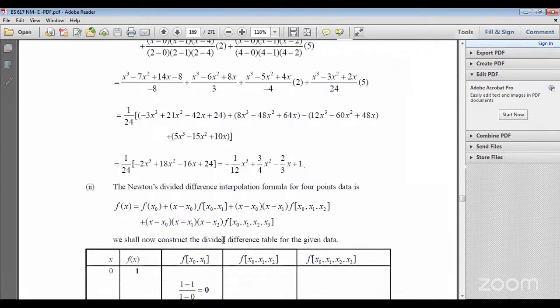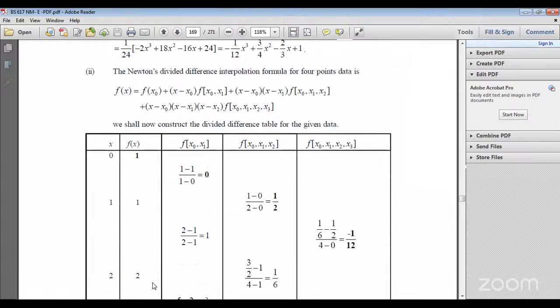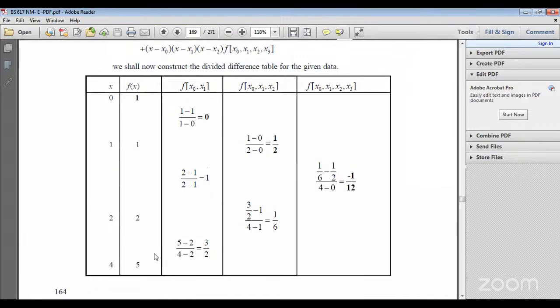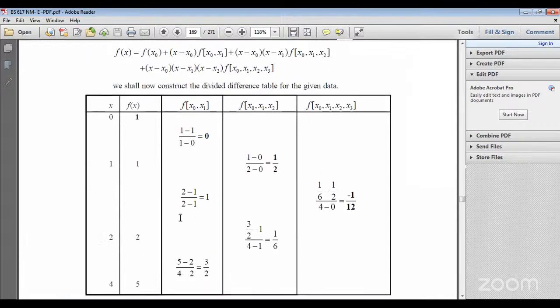The Newton divided difference interpolation formula for our points and data is f of x equal to f of x0 plus (x minus x0) f of x0, x1 plus (x minus x0)(x minus x1) f of x0, x1, x2 plus (x minus x0)(x minus x1)(x minus x2) f of x0, x1, x2, x3. So I am taking here x as 0, 1, 2, 4, and f as 1, 1, 2, 5.